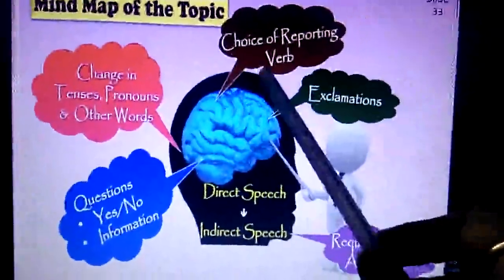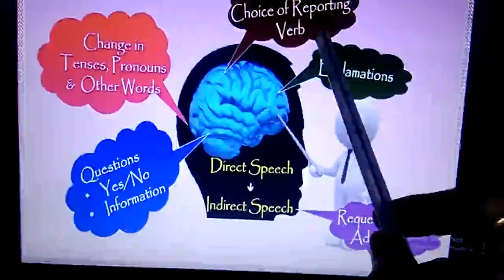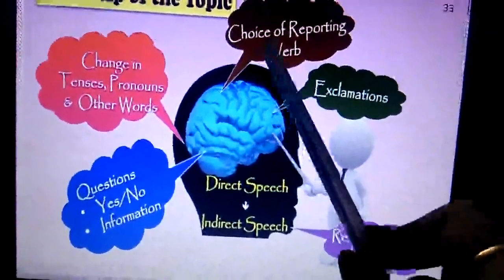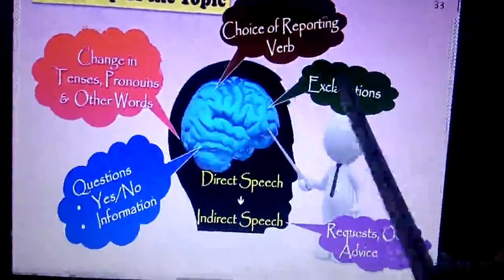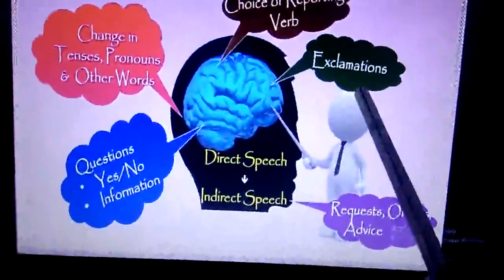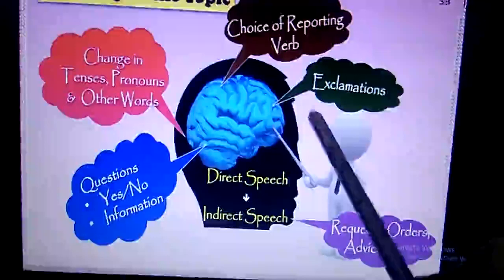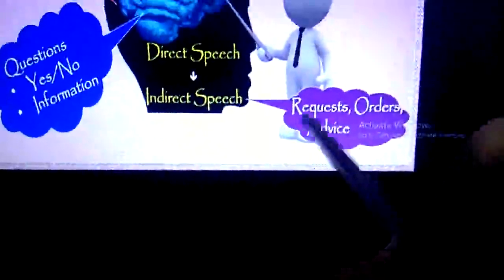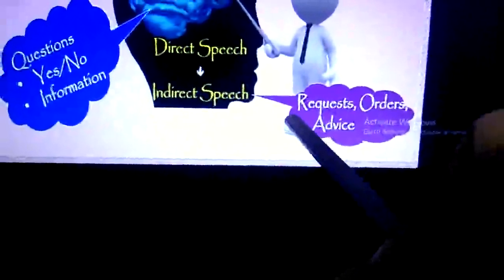Also, we have to see the choice of the reporting verb. That means if it is a question, what sort of reporting verb we have to use. If it is a statement, what sort of reporting verb. If it is an imperative sentence or an exclamatory sentence, what sort of reporting verb. Particularly with exclamatory sentences, we have to skip the exclamatory words used in the direct speech, and then use the appropriate expressions when we change that into indirect speech.